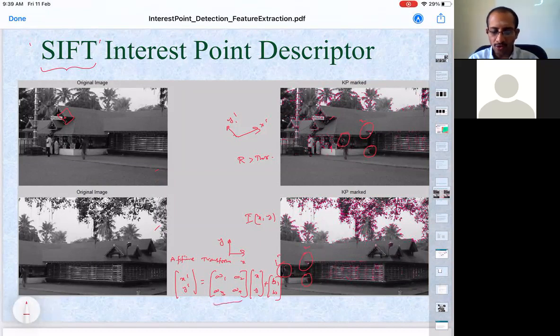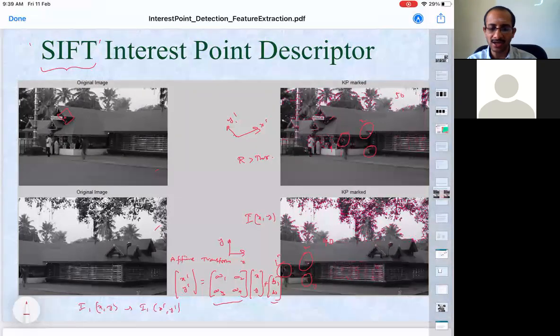But to compute this, who will give us A1, A2, A3, A4, and B1, B2? We have to compute them from the corresponding points. Say I identify that I1 at x comma y is a corresponding point with I1 at x dash comma y dash. How do I identify a corresponding point? Assume that I identified 4 corresponding points here, maybe 40, maybe 50. I try to find the match with a descriptor around the corresponding point and then see which is the best match. So 1, 2, 3 are matched with 1, 2, 3. Now I have identified corresponding points.